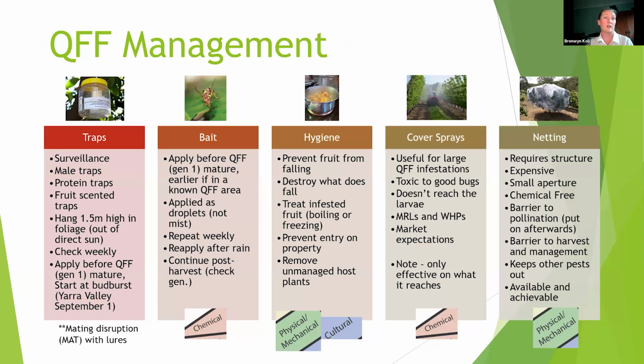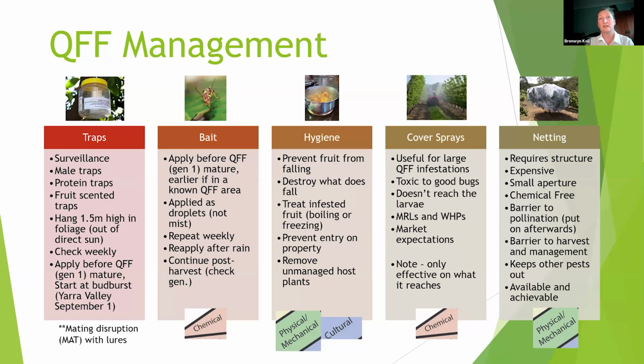We start in the Yarra Valley at about September. Northern Victoria trap all year round. So if our climate changes, we might need to start our trapping date when we start fruit fly trapping.